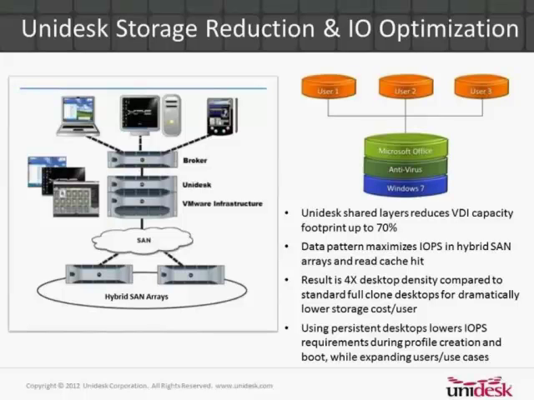Because we're using that one set of files, what you find is that our data pattern minimizes IOPS on hybrid SAN arrays, because we can put almost the entire OS into hot blocks on that SAN so that they're all delivered out of hot blocks, and you barely have any latency from the SAN in that regard. And then because of both of those things together, you can probably get 4 times as many desktops on a particular array as you would get if you were doing full clone desktops.